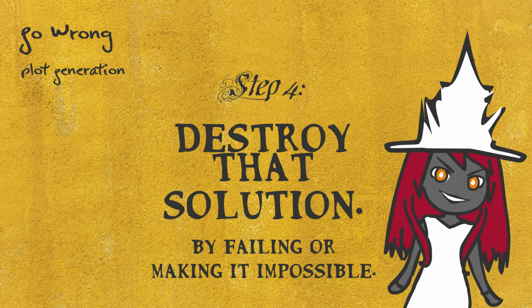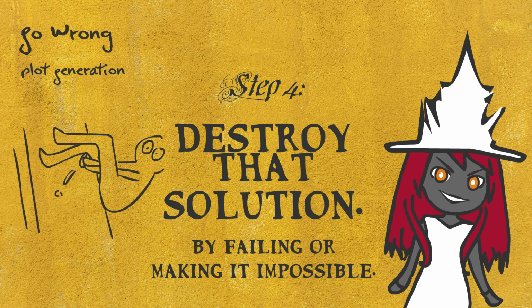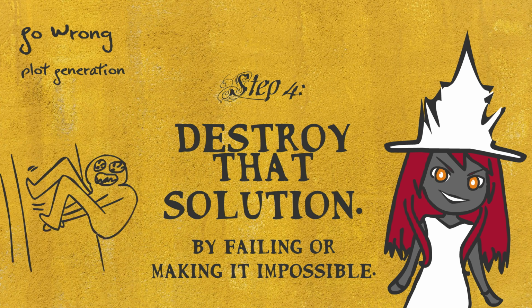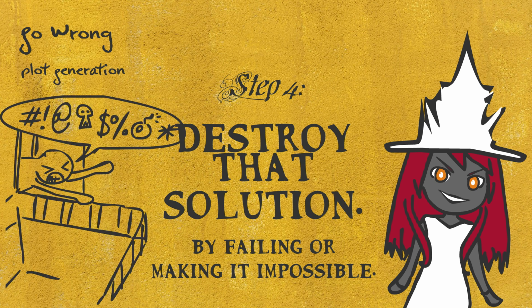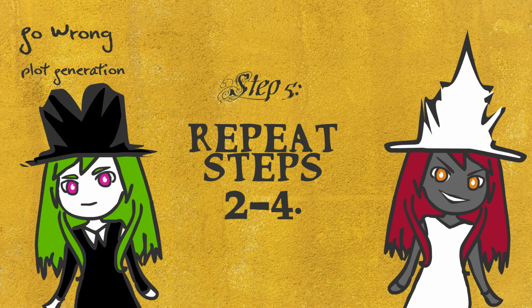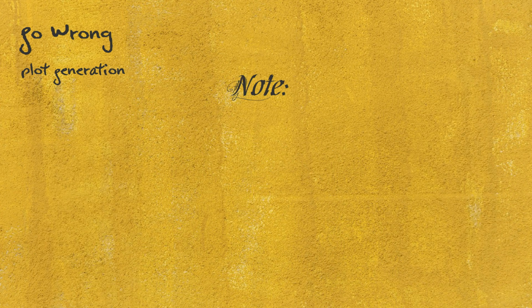Step 4. Make the solution not work, or make it not possible to implement. Even better, you can make it worsen the problem. For instance, if the man in the bathroom tried to kick the door and hurt his leg, that would worsen the problem and also make it harder for him to climb out the window. Step 5. Repeat steps 2 to 4 until getting the desired result.